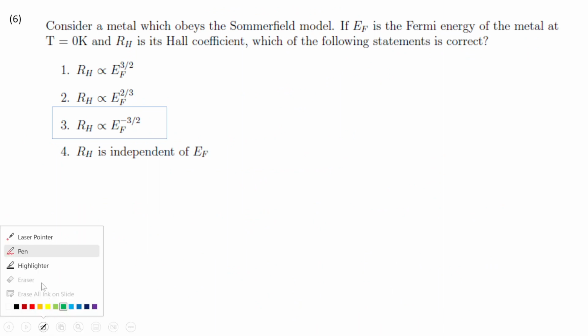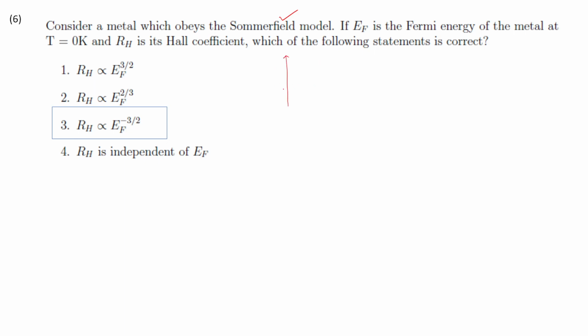Here what you have been given is that consider a metal which obeys the Sommerfeld model. What is the Sommerfeld model? Just to recall, the Sommerfeld model takes into account the fact that electrons are fermions and they obey the Pauli exclusion principle, and that is why they obey Fermi-Dirac statistics.